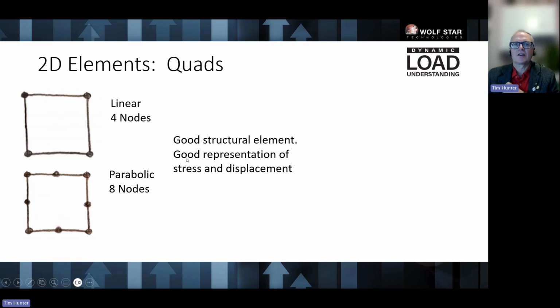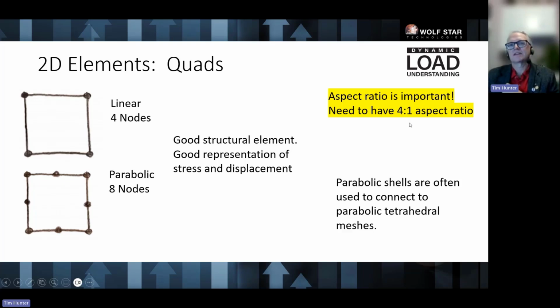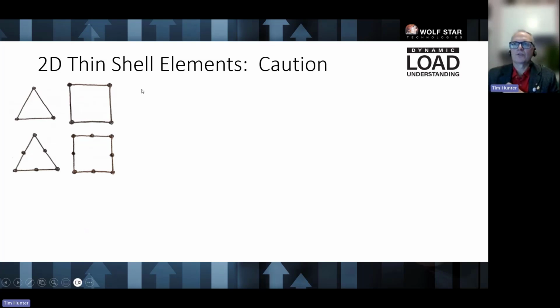these representations are good for structural elements. They represent stress and displacement well, either the linear or the parabolic. Caution though that the aspect ratio of these needs to be 4:1. So these are ideally a square, but you can stretch them out to a 4:1 aspect ratio at max. And parabolic shells are often used to connect meshes to parabolic tets and things. Caution with linear shells.